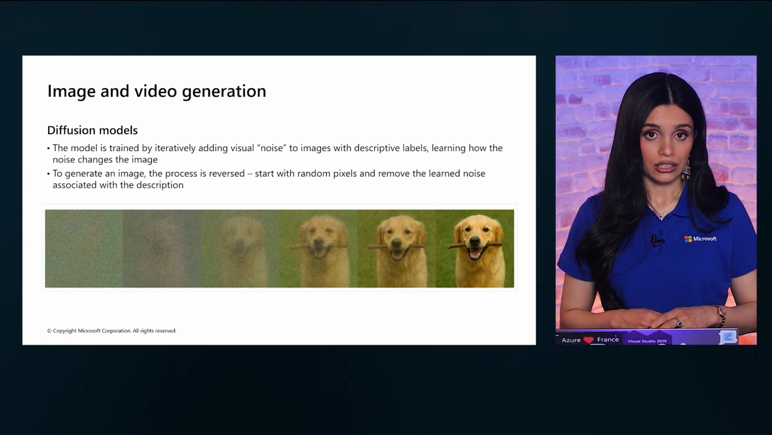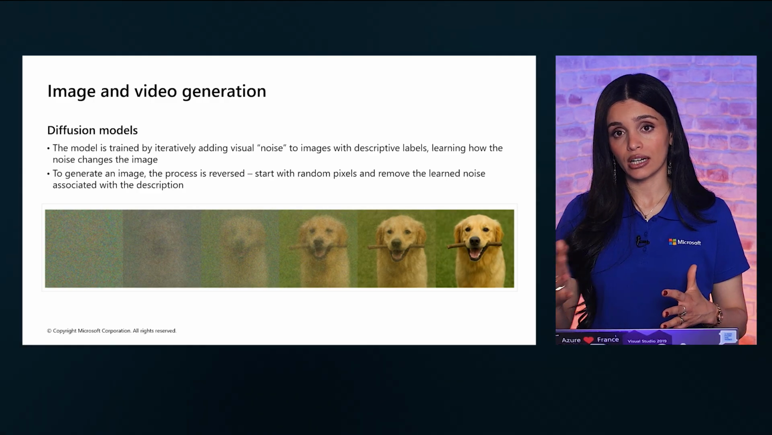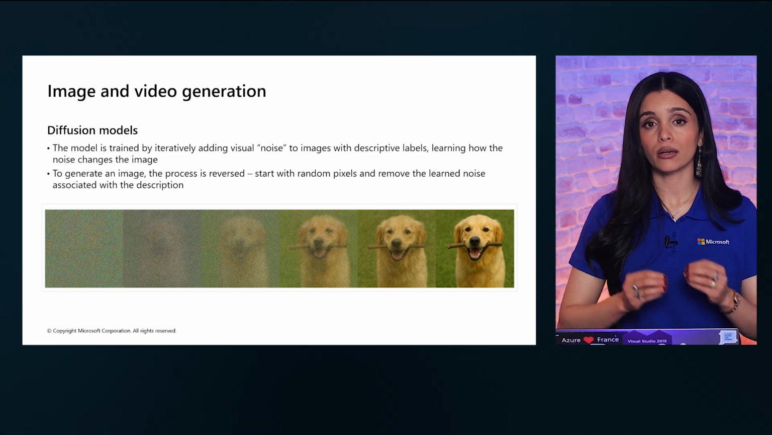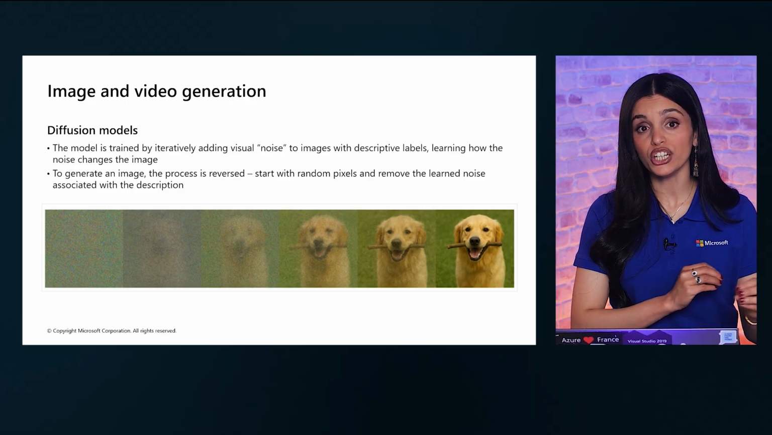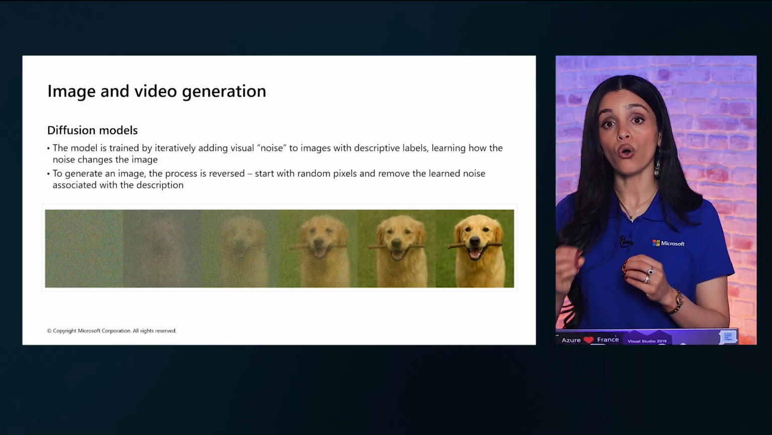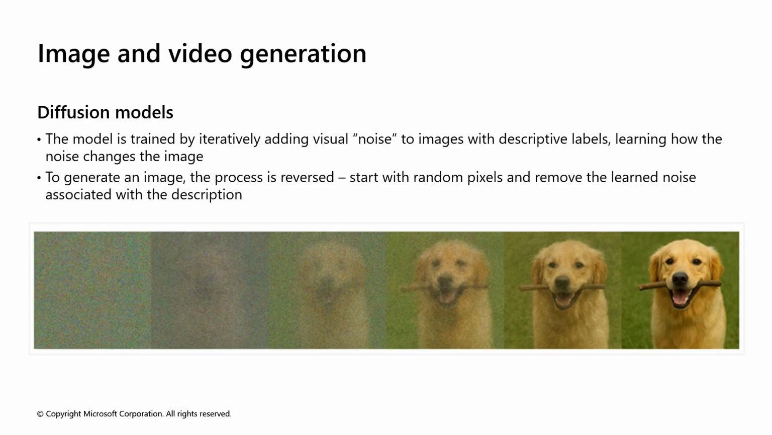Now here's the key idea. The model doesn't remove noise randomly. It is guided by a prompt. The prompt tells the model which visual features to keep and which noise to remove. For example, if you say "a dog carrying a stick in a park," the model will favor shapes like a dog, add texture like fur, and build background like grass and trees. Each iteration moves closer to that description.